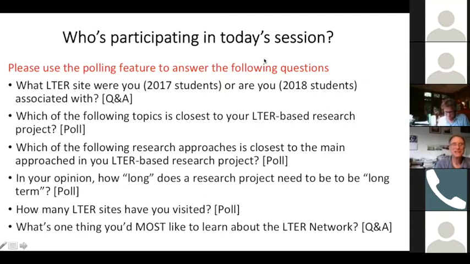The next question is a Q&A using the Q&A box. Sam has some nice multiple choices for us here. Very binary, Sam. Anyway, what is one thing you'd most like to learn about the LTER network? If you could type that into the Q&A box, that'll be great. Oh, we're already seeing some answers. This is great.